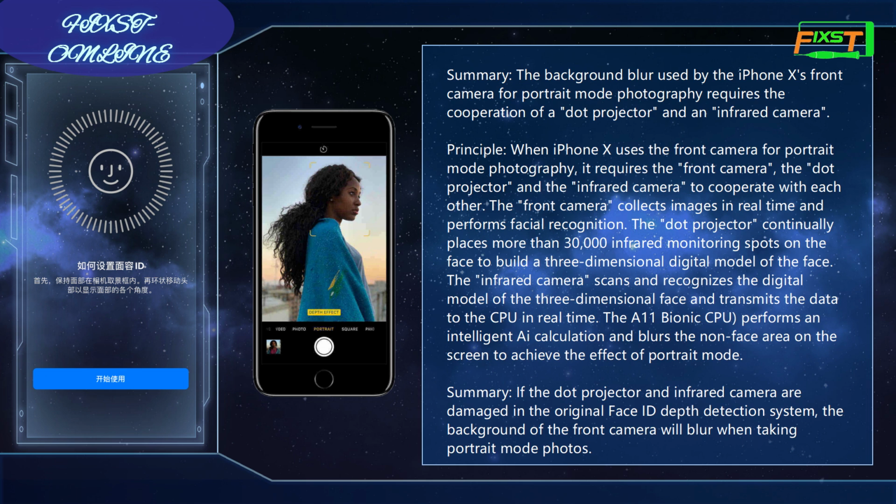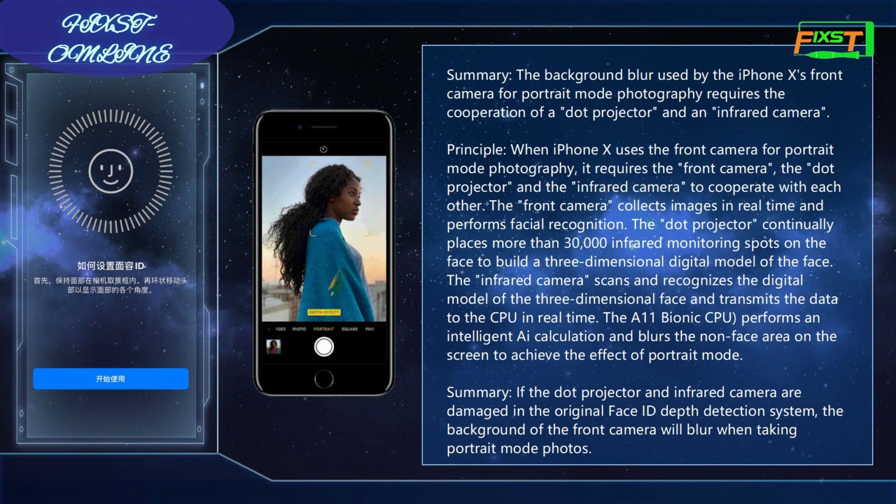The front camera collects images in real time and performs facial recognition. The dot projector continually places more than 30,000 infrared monitoring spots on the face to view a 3-dimensional digital model of the face. The infrared camera scans and recognizes the digital model of the 3-dimensional face and transmits the data to the CPU in real time. The A11 Bionic CPU performs an intelligent AI calculation and blurs the non-face area of the screen to achieve the effect of portrait mode.